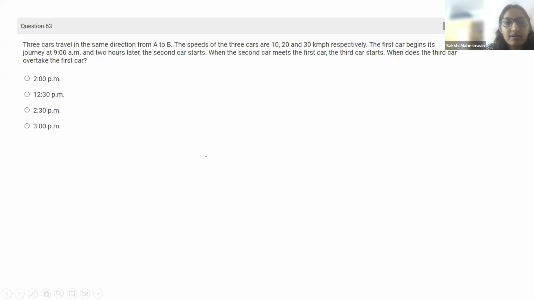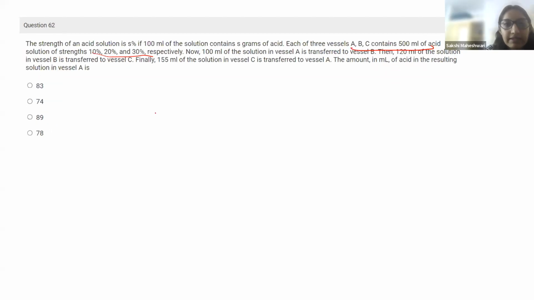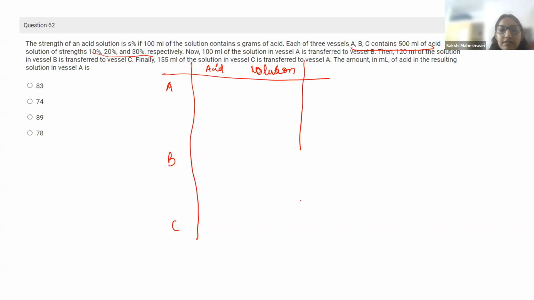So what we'll do is we have this A, B, C vessel, and this is acid, and this is the amount strength. Like this is the S grams of acid I'm considering. This is solution and this is acid. And there are three transfers. Okay, so let's see.